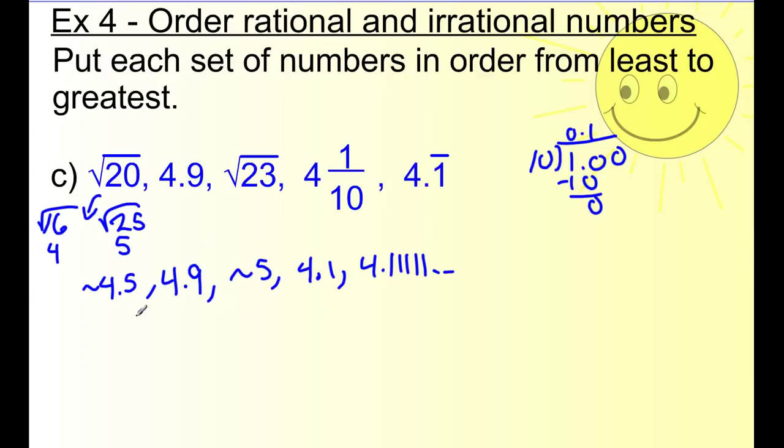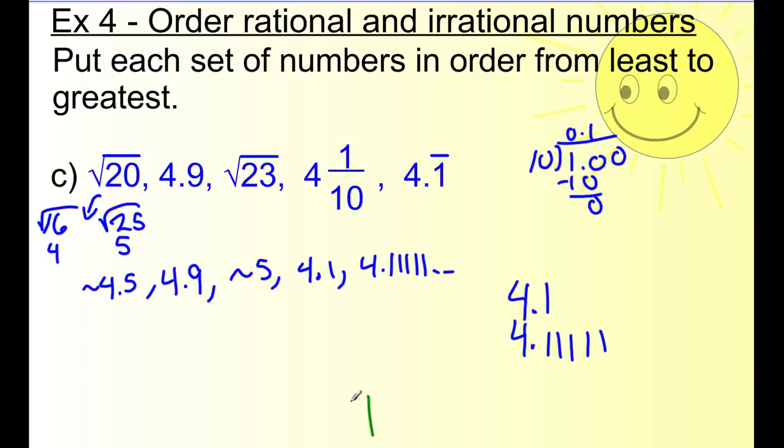So let's see. Smallest, 4.1. Now, if you have a hard time telling between this 4.1 and this 4.11, here's what I would do. 4.1, 4.11, 1, 1, 1, 1, 1.